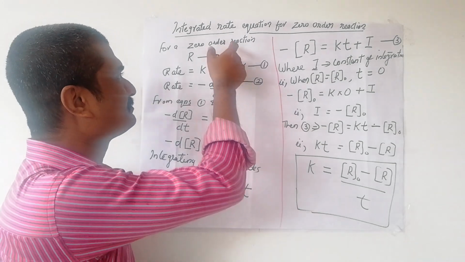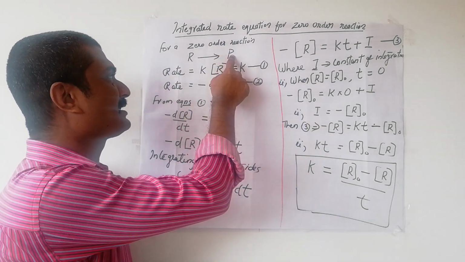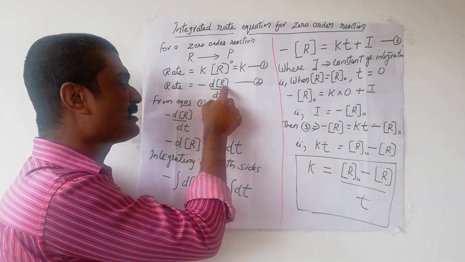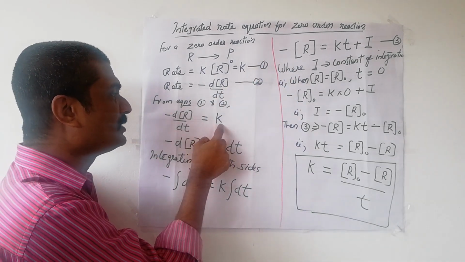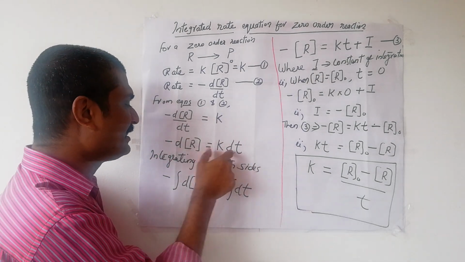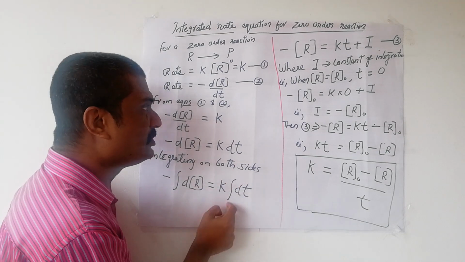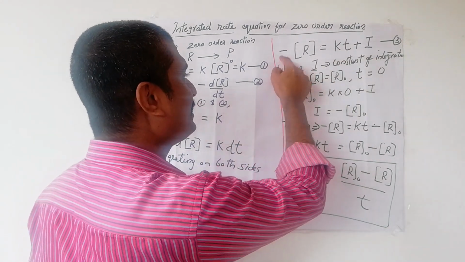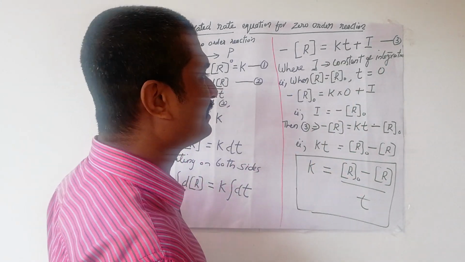Okay, please consider the reaction again. R gives P is a zero order reaction. Its rate law is K, and its differential rate equation is minus dR by dt. From equations 1 and 2, minus dR by dt is equal to K. That is minus dR is equal to K into dt. We integrate on both sides. Then minus integral of dR is equal to K into integral of dt. Integral of dR is R, integral of dt is t. Then minus R is equal to K into t plus I, where I is the constant of integration.